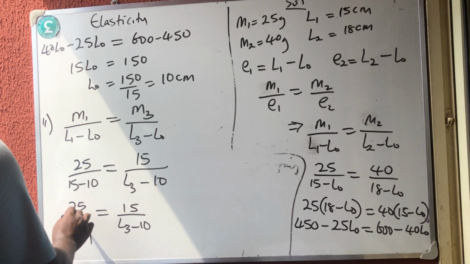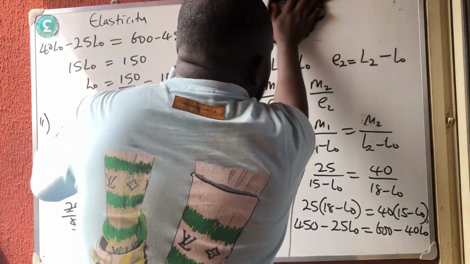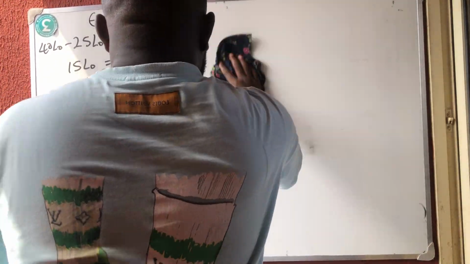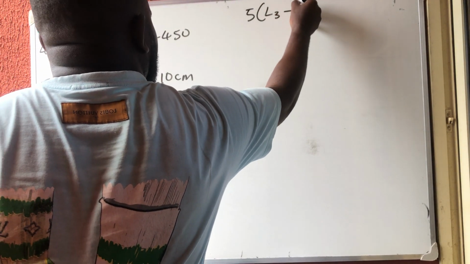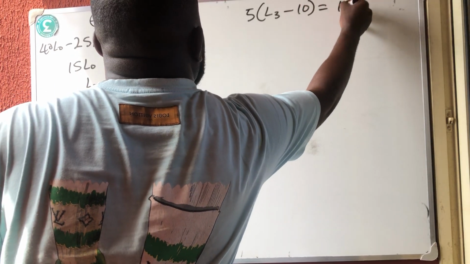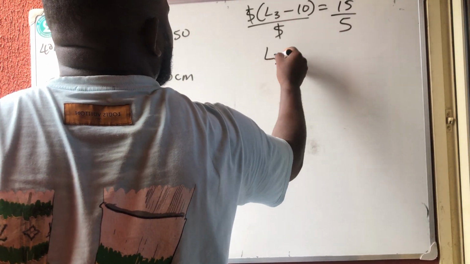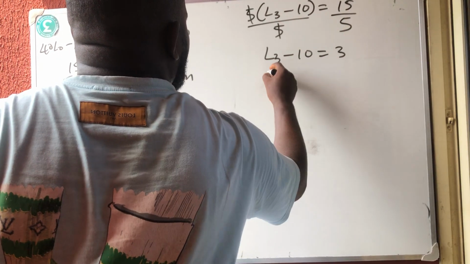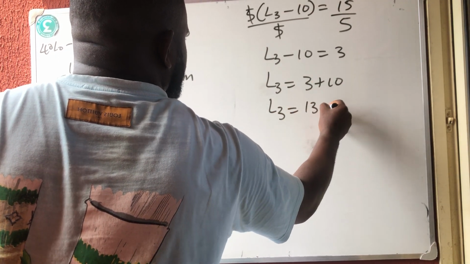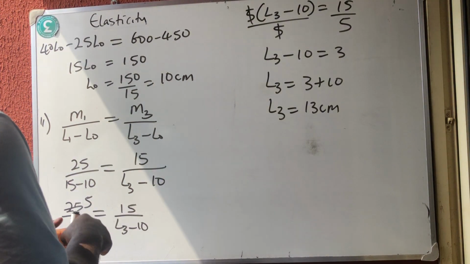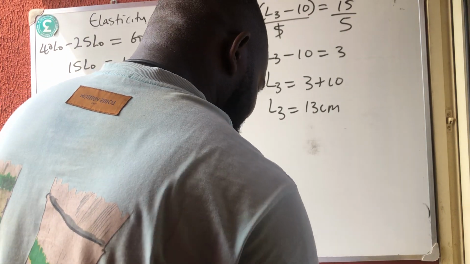So this can divide 1, this divide 5. So I can now cross multiply. If I cross multiply, I'm going to have that 5 bracket L3 minus 10 is equal to 15. If I divide everybody by 5, if you don't want to open bracket, this takes care of this. L3 minus 10 is equal to 3. This one moving here, L3 is equal to 3 plus 10. So my L3 is equal to 13 cm. So this is the total length when a mass of 15 gram is hung on that spring.